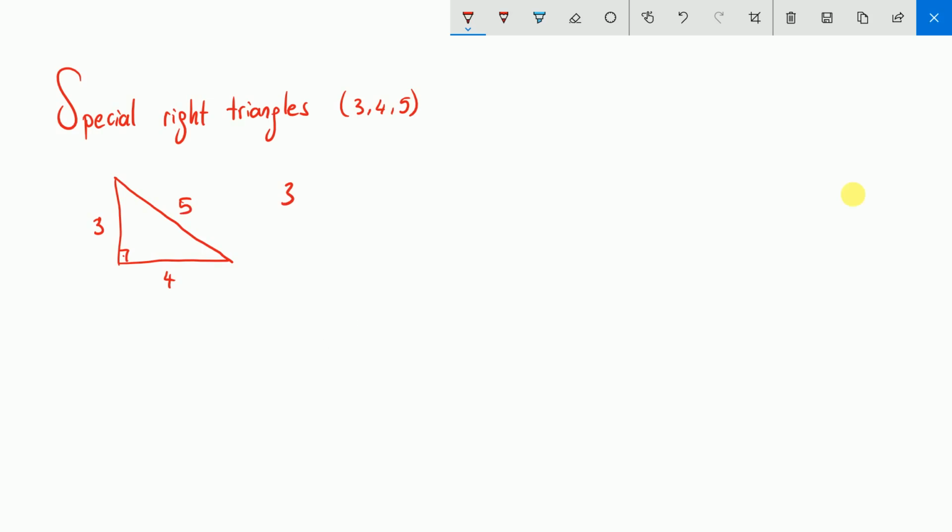It's clear to see; we are just going to use the Pythagorean theorem. 3 squared, one side squared, plus another side squared, 4 squared, will be 9 plus 16 equals 25. 25 is the square root of... it's 5 squared, and we understand that the long side will be 5.